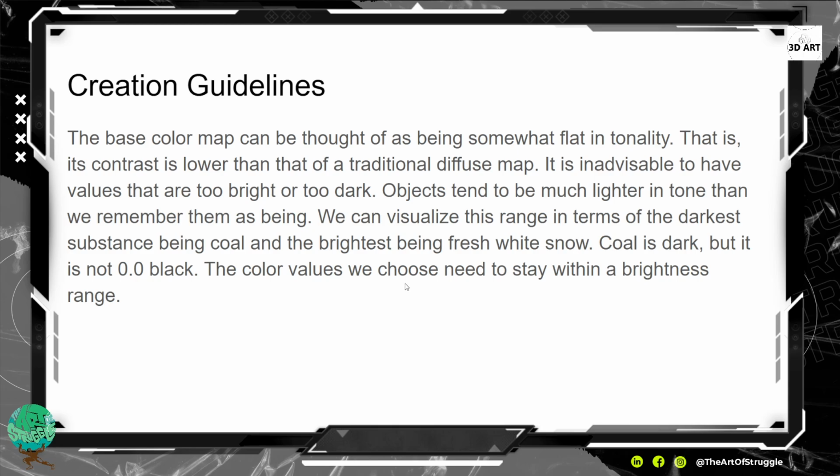The base color can be thought of as being somewhat flat in tonality. Back in the day, I feel like an old head because I keep saying back in the day, I'm not that old. But back when you were doing this, you would paint a lot of information into your diffuse map. You would put almost everything into your diffuse map, like specular, this is metal. If it's metal, you're going to paint the metal onto your diffuse. Then maybe you'd use your specular to make it shiny. Not anymore.